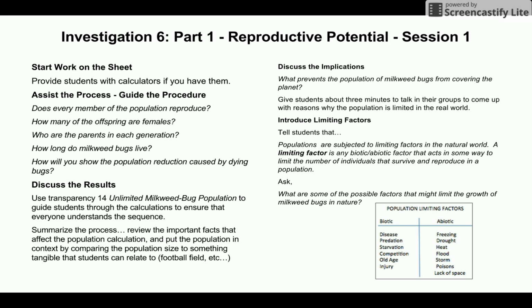Introduce limiting factors. Tell students that populations are subjected to limiting factors in the natural world. A limiting factor is any biotic or abiotic factor that acts in some way to limit the number of individuals that survive and reproduce in a population. Ask students what are some possible limiting factors that might prevent the growth of milkweed bugs in nature.